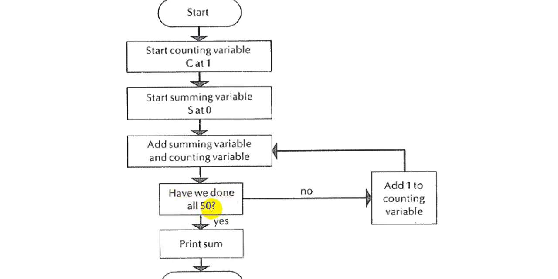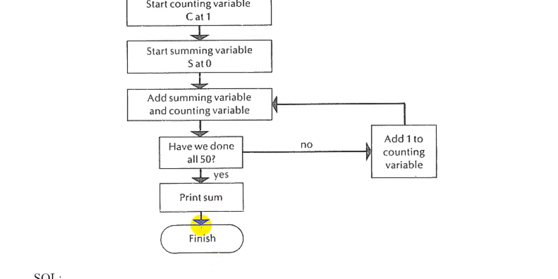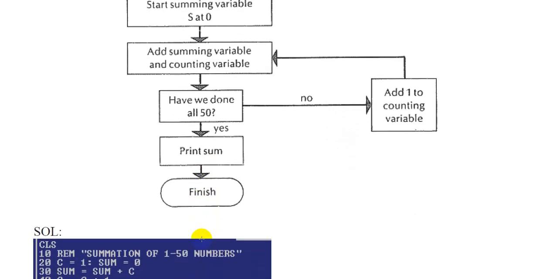Have we done all 50? If we haven't, add 1 to the counting variable, and go back to the third block, as you can see here, to recall the same procedure all over again. If we have done all 50, yes, we just print the sum and conclude the activities.